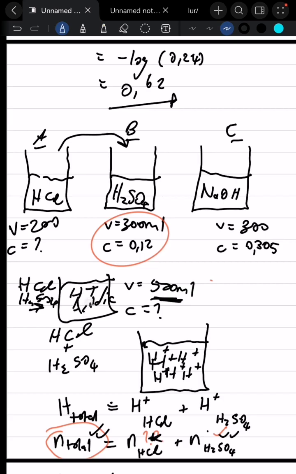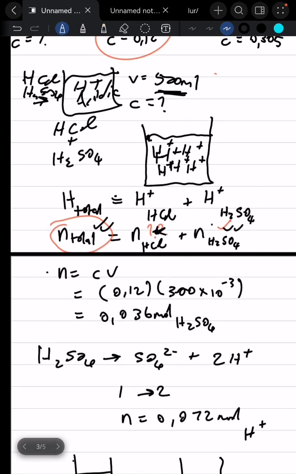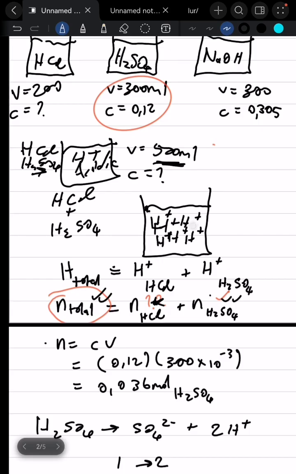Then you are told about the acidic solution. So you have this acidic solution that is full of hydronium ions. Those hydronium ions are coming from HCl. They're also coming from sulfuric acid. So the total hydronium ions are coming from HCl and sulfuric acid. We talk about the total moles of the hydronium ions coming from HCl and H2SO4. For H2SO4 I already have the given information, so I know everything, and then I calculated those number of moles.